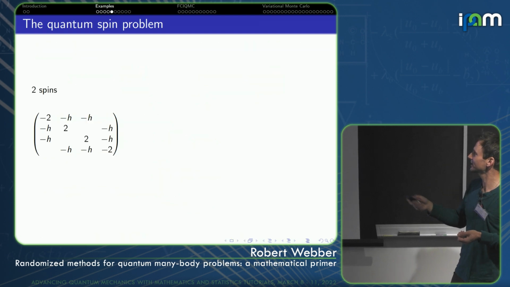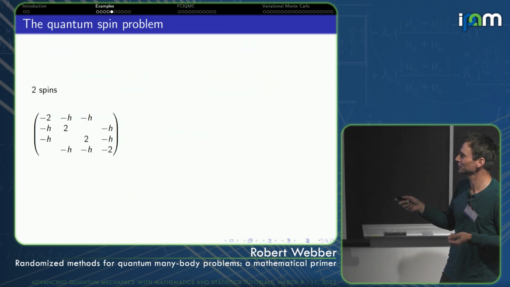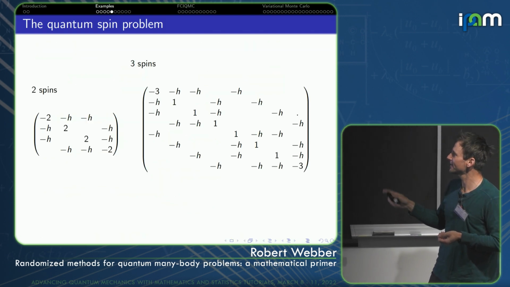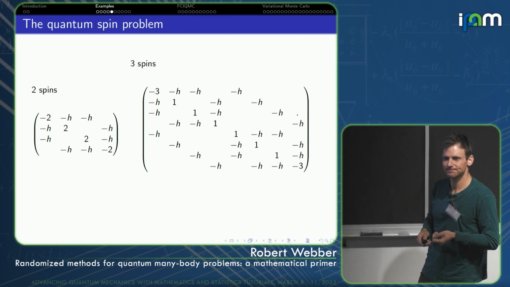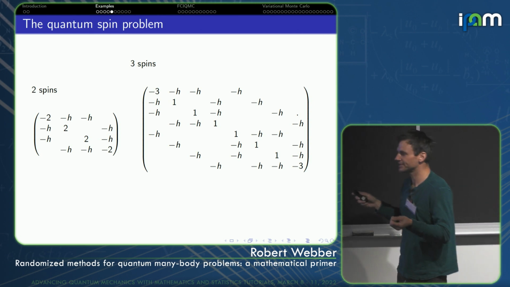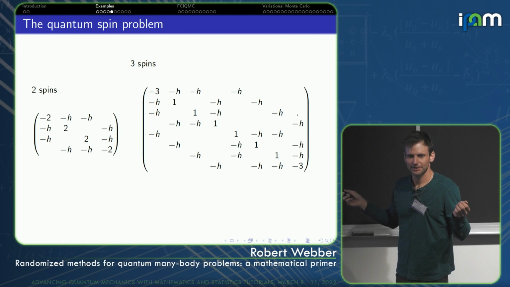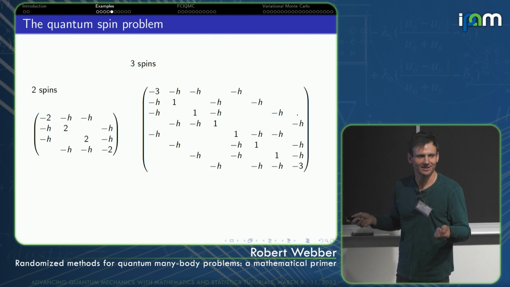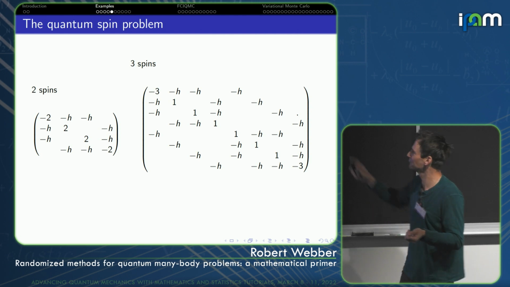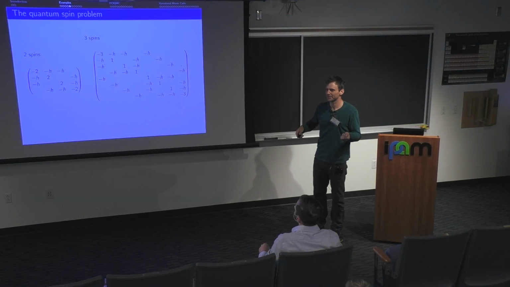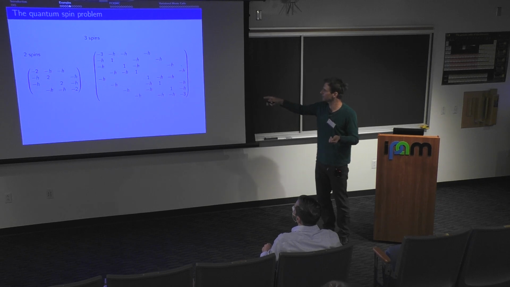And what does it look like? Well, it looks like this for 2 spins, or it looks like that for 3 spins. And these matrices are getting a lot larger. They're getting a lot sparser. It really would have been cool if I'd done 4 spins, but it starts to get too big to fit on the screen. And I kind of like looking at this.